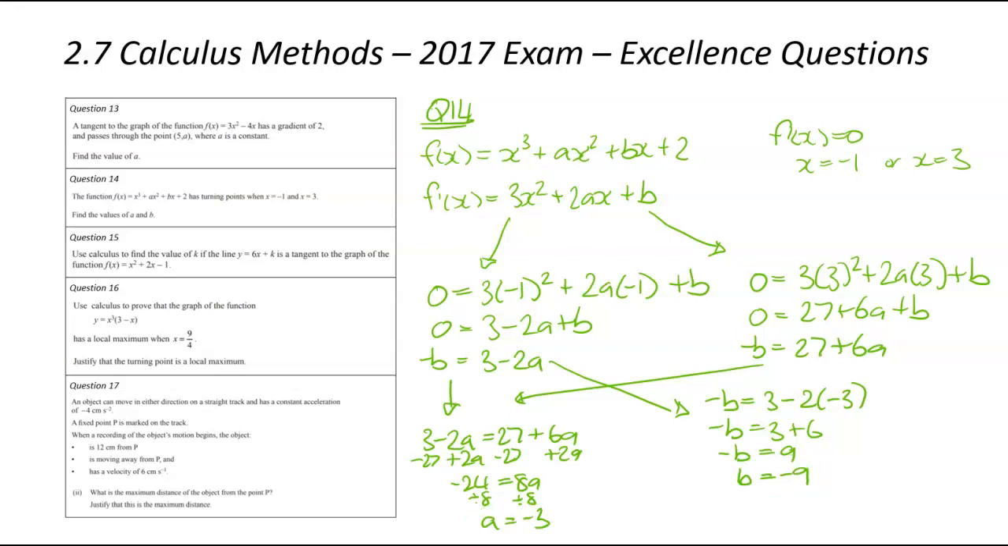If you can get both a and b, that's how you're going to get your excellence part. So as I said at the beginning of this question, a weird question. I haven't really seen simultaneous equations come up too much before, but be aware, it could come up.